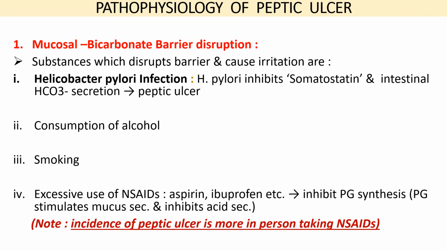Other factors that disrupt the mucosal barrier are consumption of alcohol, smoking, and excessive use of non-steroidal anti-inflammatory drugs like aspirin, ibuprofen, etc. Therefore, one can see increased incidence of peptic ulcer in patients who are taking non-steroidal anti-inflammatory drugs for a long time.